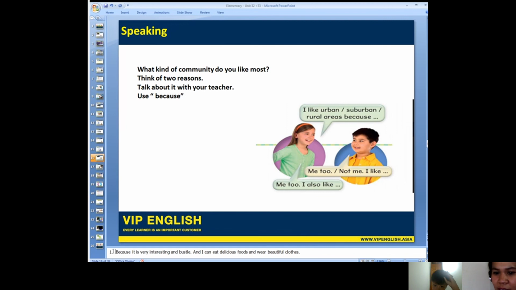Okay, anyway, very good. You did very good. So you gave me lots and lots of reasons why you like rural area. Good job. Me too. I also like rural areas because the malls are bigger. And what else? There are lots of festivals like fireworks festival. That's why I like rural areas as well.